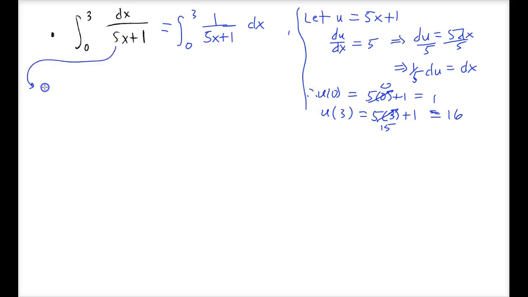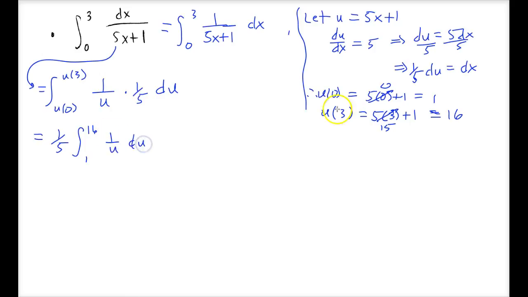So when we come here, the limits of integration are u sub 0 and u sub 3 now. And this would be 1 over u times 1/5 du. And let's make that look a little better. And so now we can take the 1/5 out. We know that our new limits of integration are from 1 to 16. And we just have 1 over u du.